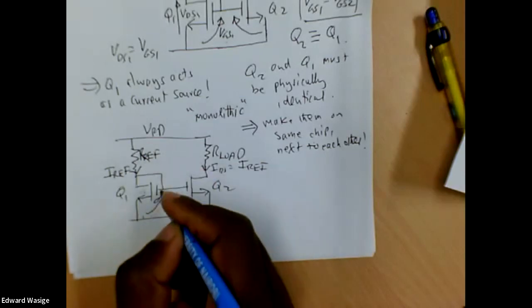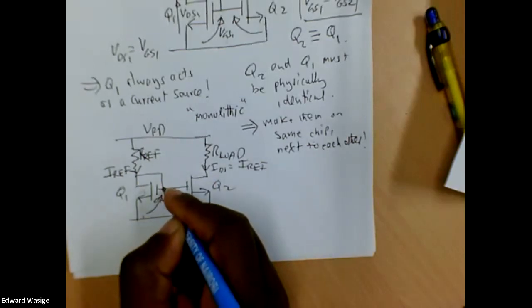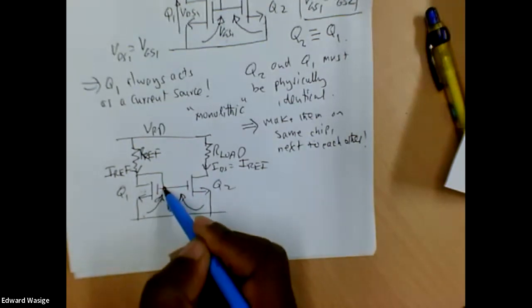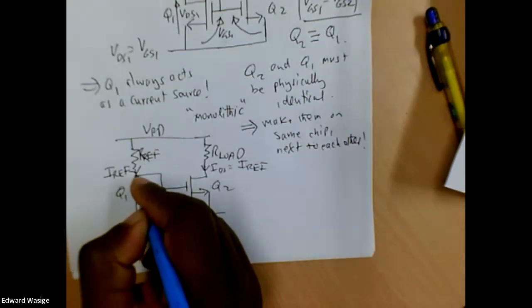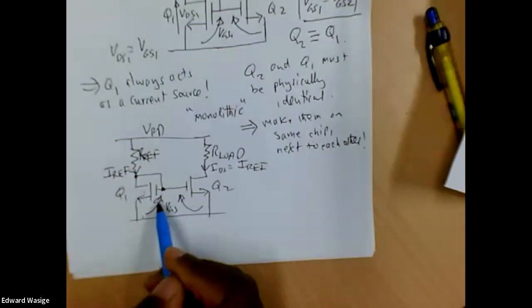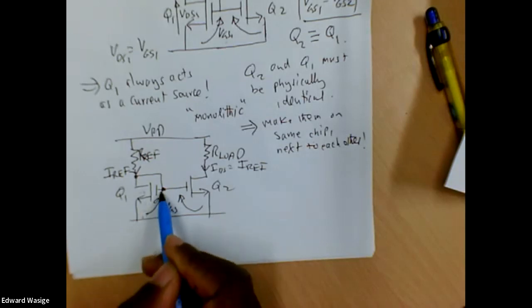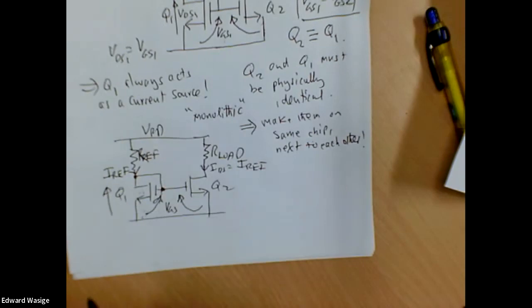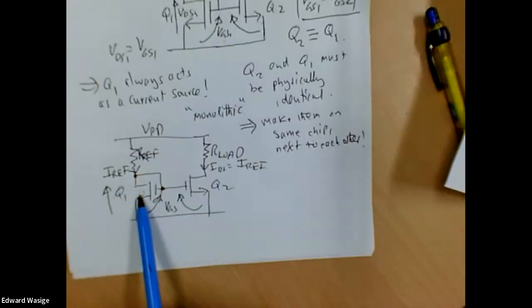If we connect this point, if we connect the gate to the drain, then VGS of transistor Q1 is always equal to VDS. So VGS will never be bigger than the drain to source voltage because of this connection, because the two are shorted. And that ensures that this transistor is always in the saturation region. So it never passes through the linear region.